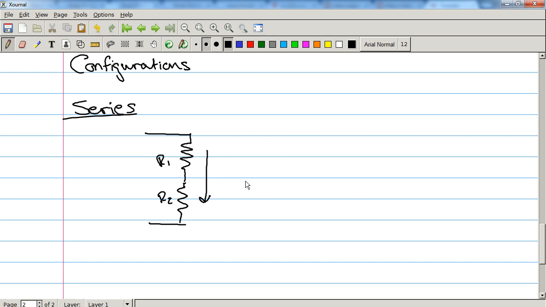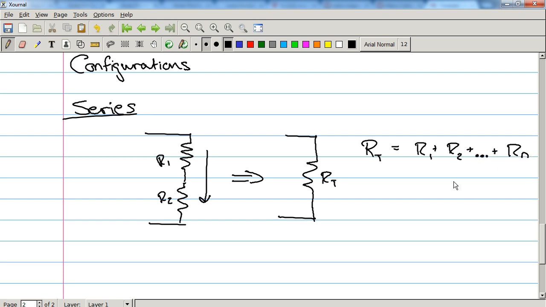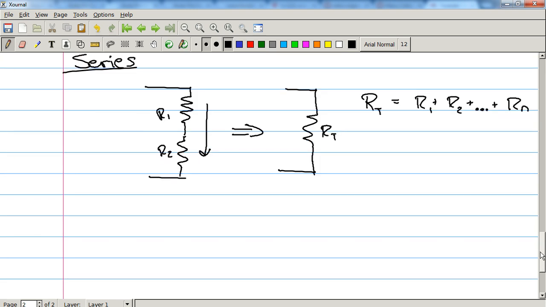Now, the way to find the equivalent resistance of this, I can bring this down to one resistor, like so, and we'll call this resistor RT. RT is equal to R1 plus R2 all the way out to Rn. So for n number of resistors, this is the equivalent resistance. The more resistors you add, it would make sense logically that the bigger the total resistance becomes. So that's a series connection.